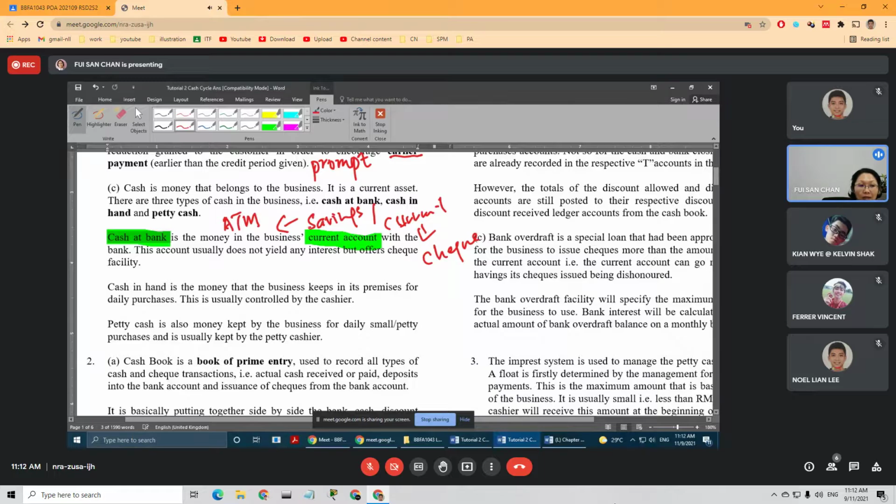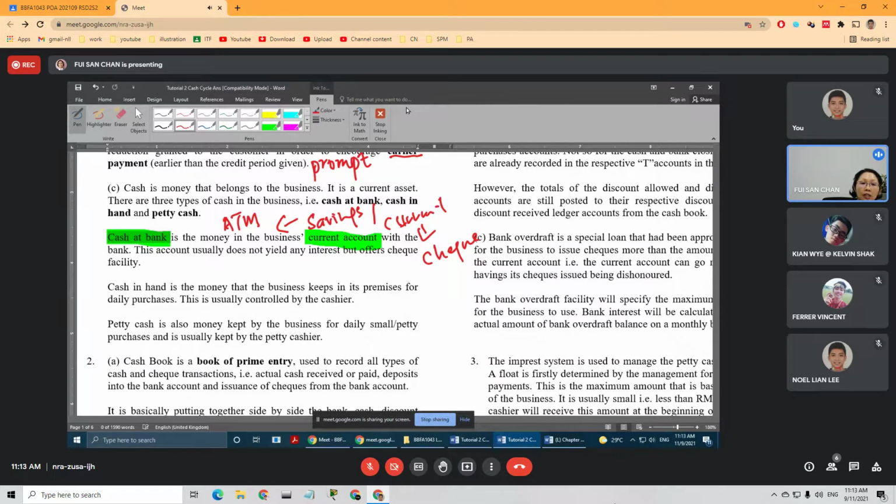So normally for a personal account we use savings. Of course, some personal accounts prefer current because they want to issue check. Normally those businessmen have a current account where they issue check. This current account can be for an individual or for a company.